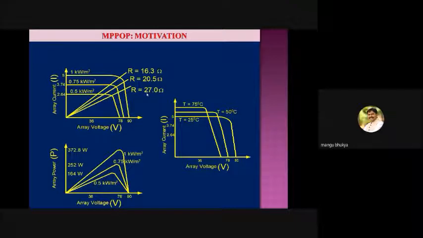We cannot tell them that to extract the maximum power from the panel, your load should be this much, or you turn on only this much load. Based on the consumer's wish, we have to supply the load. But here the thing is different. To extract the maximum power from the panel, we have to vary the load. So it is entirely different. In the utility or conventional system, based on the load, we have to vary the generation. But here, based on the generation, we have to vary the load. So it is exactly opposite to our conventional system.